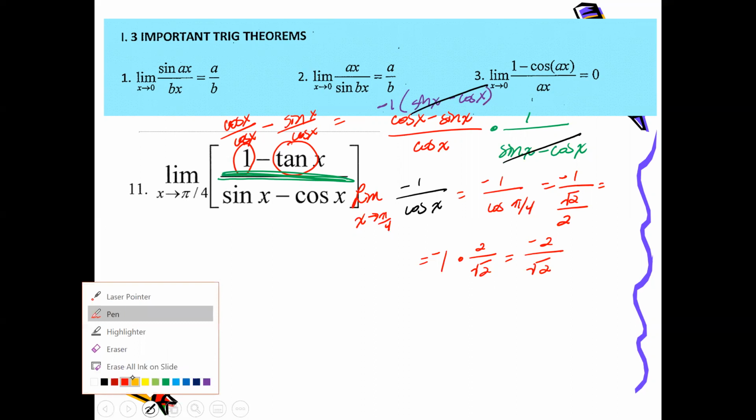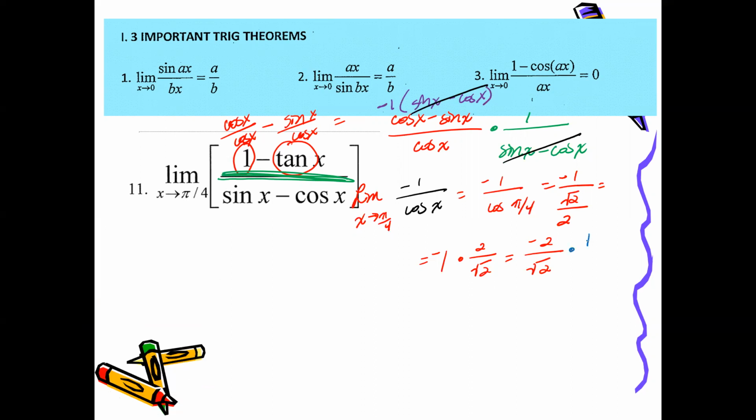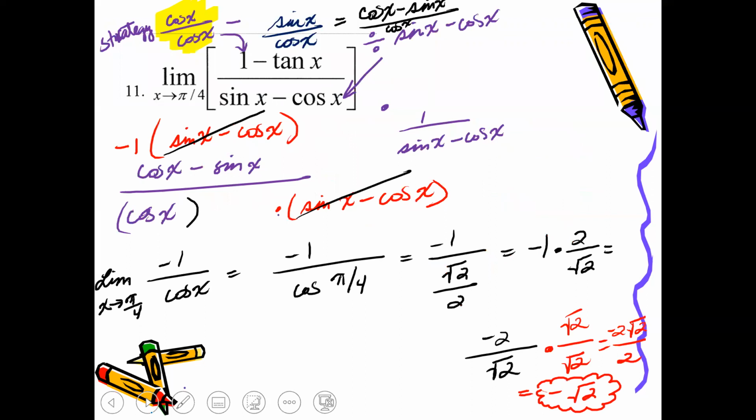You don't want to have a radical in the denominator, so I'm going to multiply by square root of 2 top and bottom, which will give me a negative 2 square root 2 over 2, which is a negative 1 square root 2. And that will be my answer. Let's take a look at number 12.